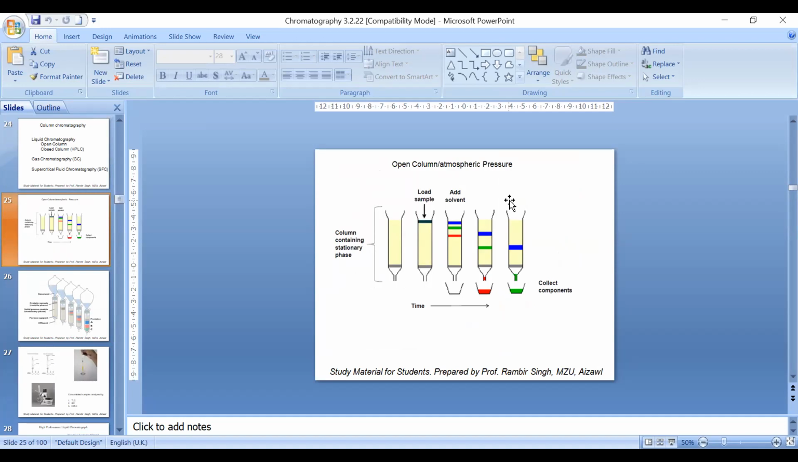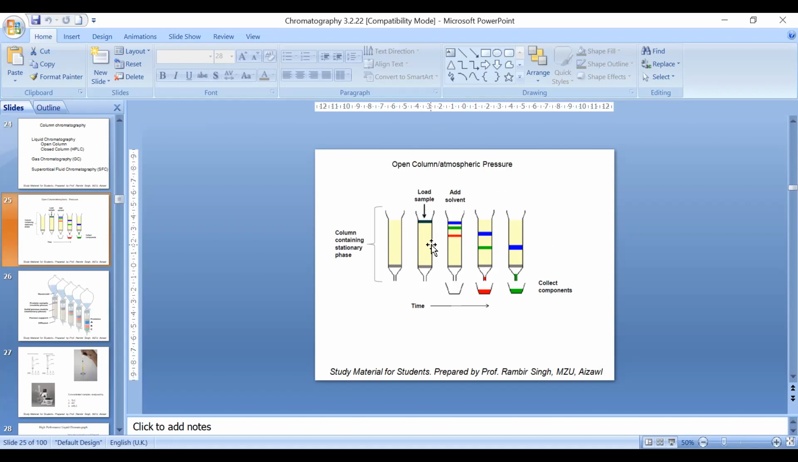So why not high pressure? You know, initially when HPLC was discovered, it was called high pressure. Like you can see in this slide, it is called open column or atmospheric pressure chromatography, where the solvent or the mobile phase is moving under the influence of gravity. But this kind of chromatography has very poor resolution.